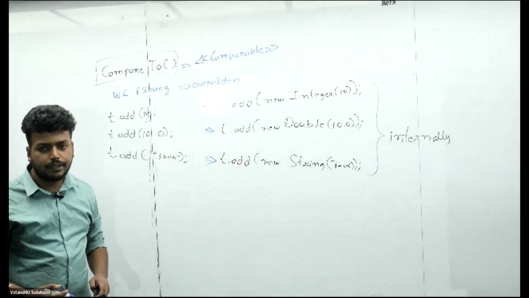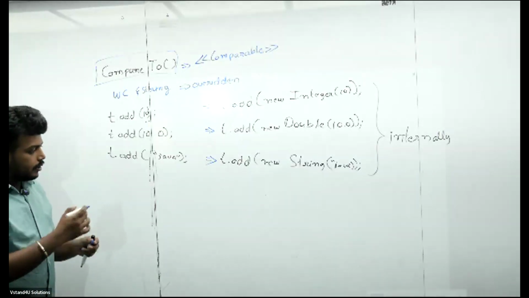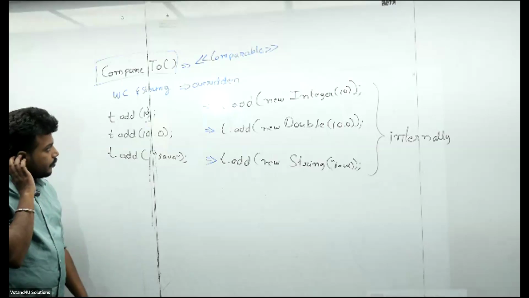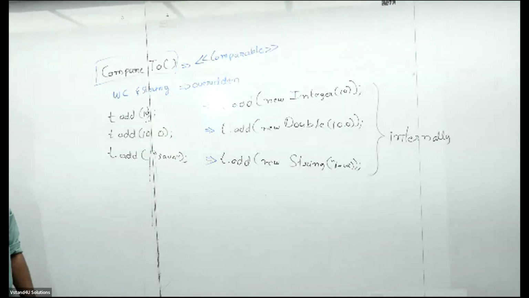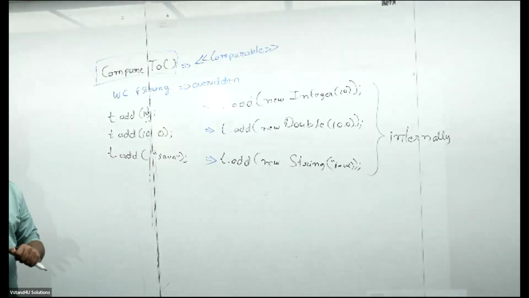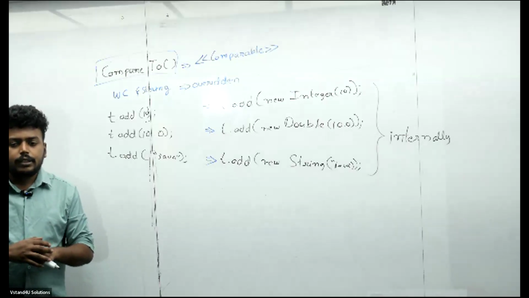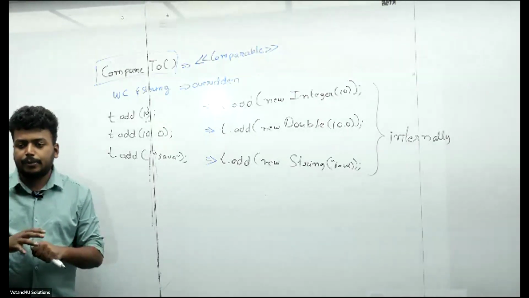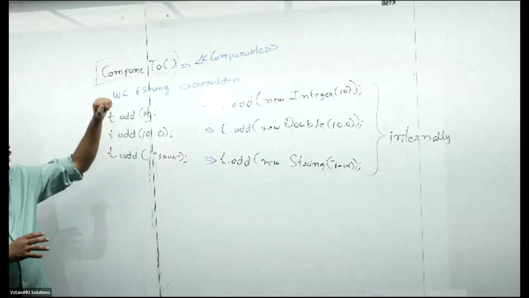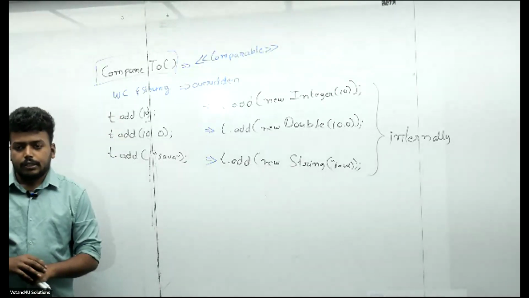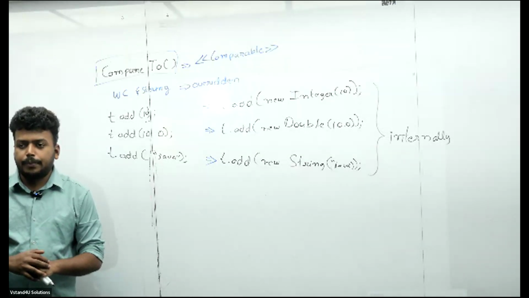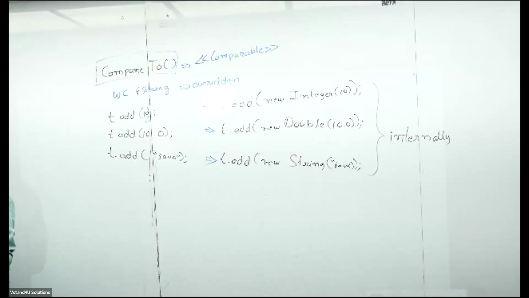Understood, everybody? Write this point. Write this pictorial representation. Take a heading as how compareTo method works internally, then write these points. Next, we'll see one example. Can we write compareTo explicitly? Is it possible? We'll see one program on that.